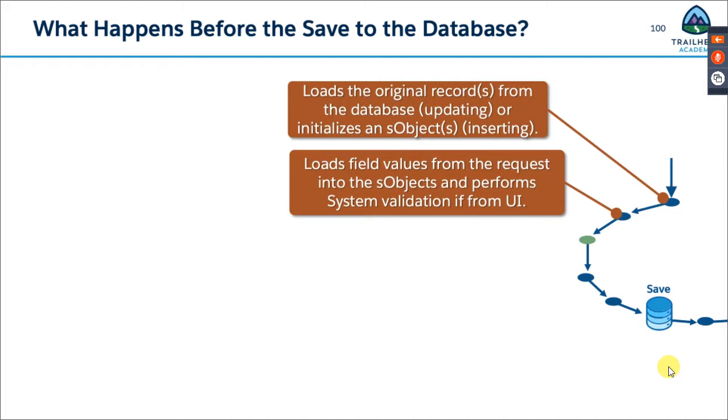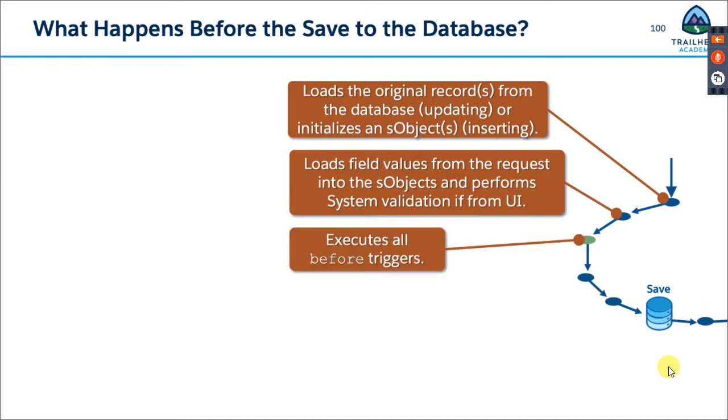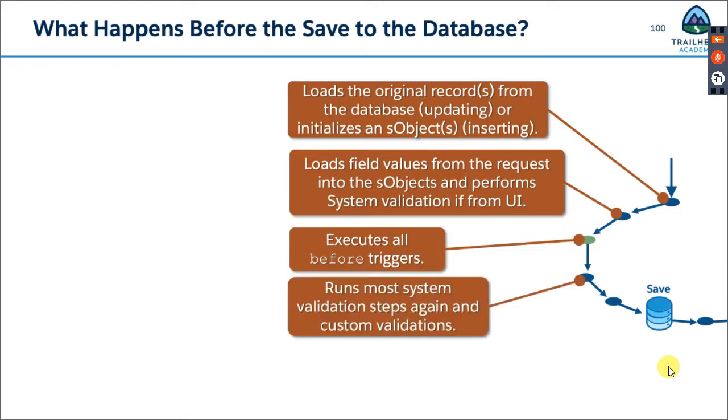And it will do system validations. The next thing it will do is invoke your before triggers. Remember what a before trigger does? It gives you the possibility of making changes to the records that are going to be saved to the database. Once all the before triggers for that particular object and event have been executed, it will run most system validation steps again, and custom validations.